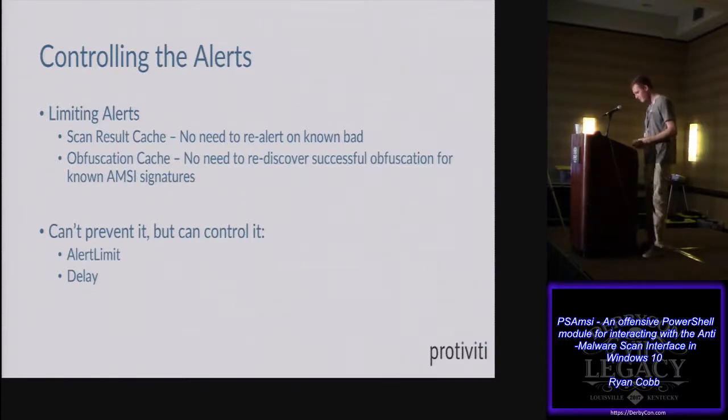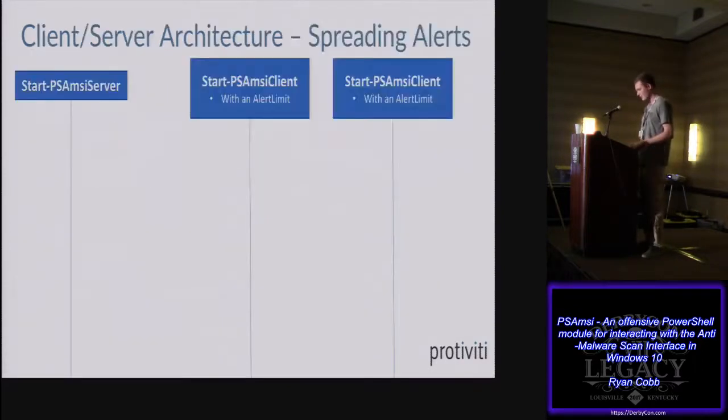And with these two options, we can do things like, say, try to find all the AMSI signatures in this script, but don't generate more than 5 alerts and wait like 2 hours in between each alert. And that would take a really long time and might not actually finish, but gives us really fine-grained control of the alerts that we're generating.